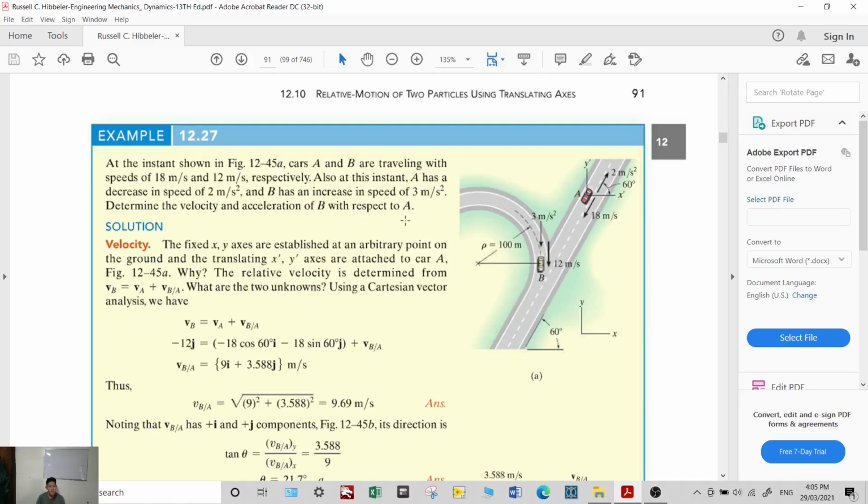Okay, so this one, decrease in speed, meaning ga-decelerate ang imong car. Okay? And for B, increase in speed, meaning ang unit niya 3 meters per second squared, meaning ga-accelerate imong car. Okay, since ang ipangita man is velocity and acceleration of B with respect to A, so we will use this equation, kani.